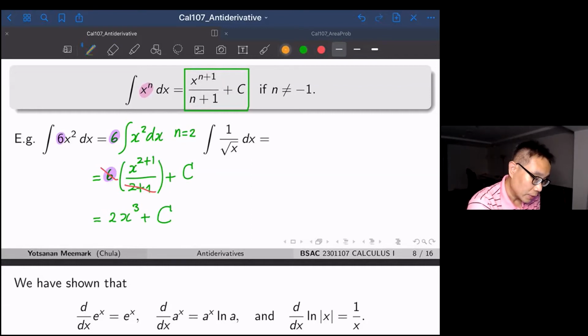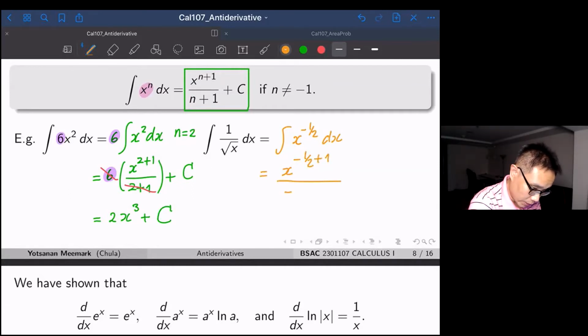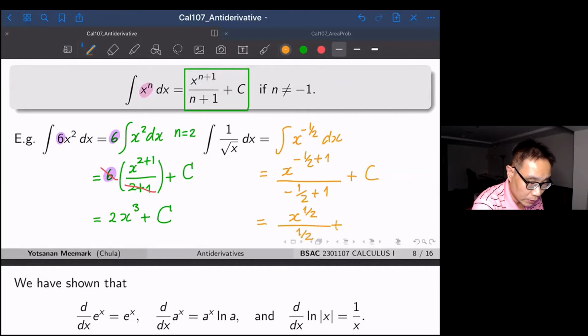The next one, you have 1 over root x. If you write this in terms of a power function, it's x to the negative 1/2 dx. And it's going to turn out to be x to the negative 1/2 plus 1 over negative 1/2 plus 1, plus c. And it turned out to be x to the 1/2 over 1/2 plus c.